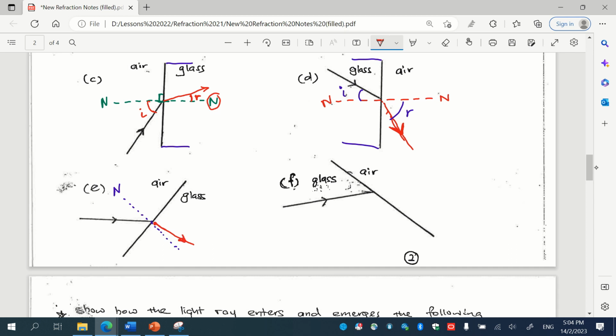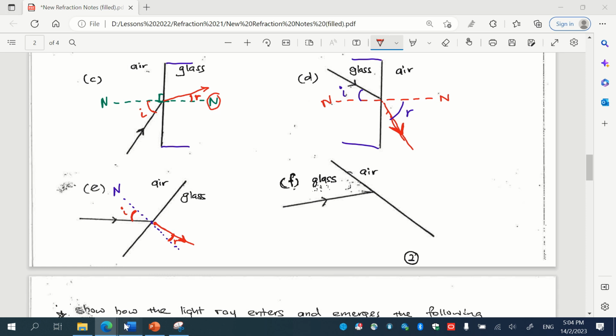Okay, bend towards. Now let's draw our angle, angle I, between the normal line and the incident ray. Between the normal line and the refracted ray, angle R. Angle R is here, a very small angle. Okay, angle R.